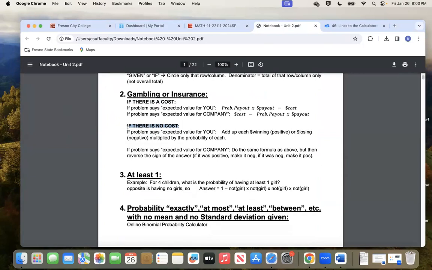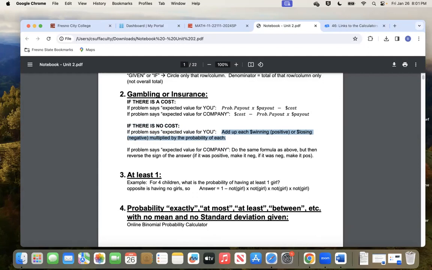Okay, so we're in this section. There's no cost. If the problem says expected value for you, is that us? Yeah, it did. It said, what's your expected profit? It didn't say you, but it's implied. It's not the company. It certainly didn't say the company. So we're right here. The problem says expected value for you. What do you do? You add up each winning, positive, or losing, negative, multiplied by the probability. So you add up each of those dollar amounts times the probability. Okay. We can do that.